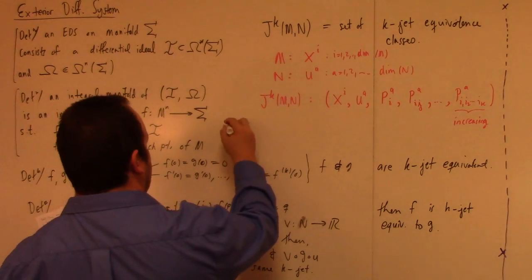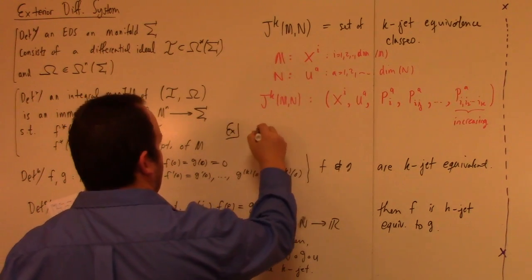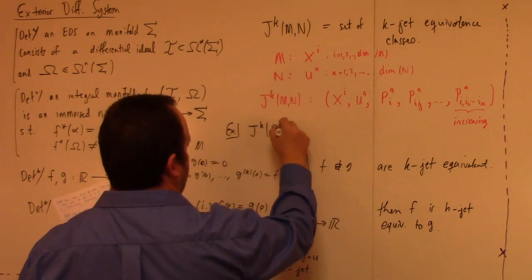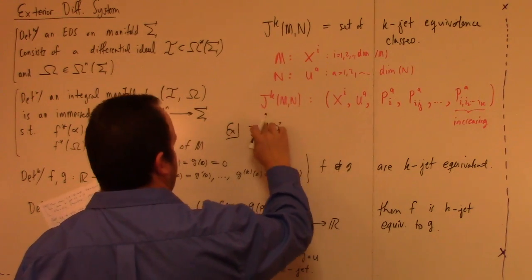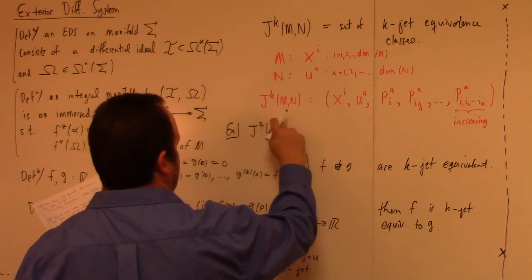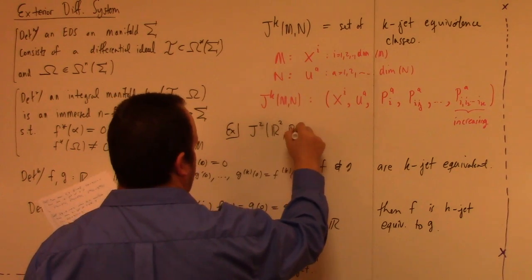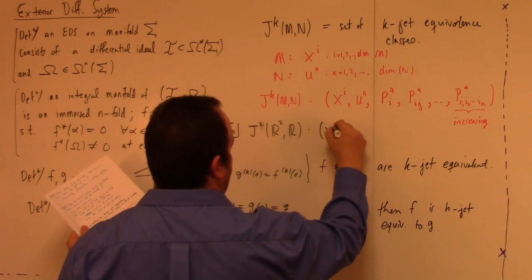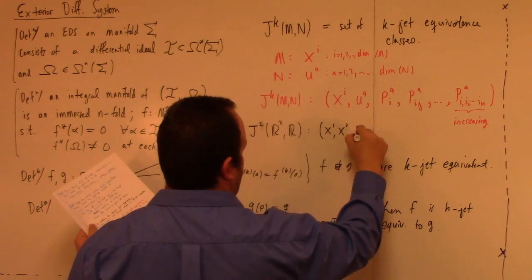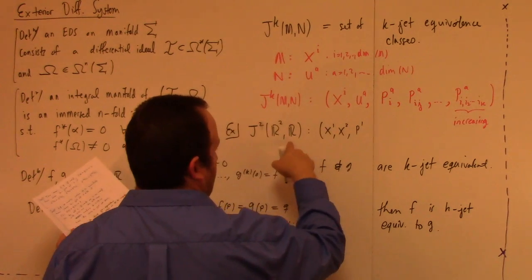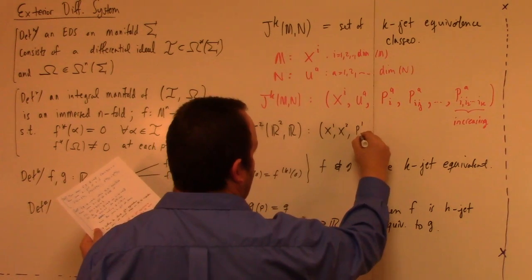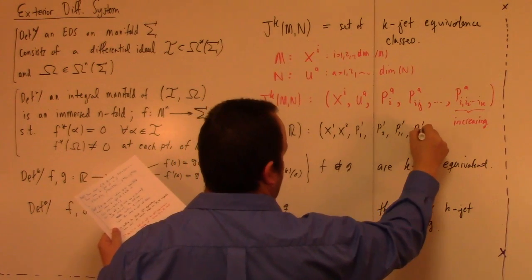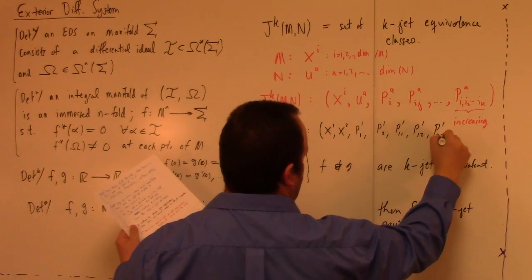So just as an example, since I've got to run and give a Calc 3 final, I'll try to say more about this in some later video. For example, let's keep it simple. Let's say the second jet space from R^2 to R would have coordinates like x1, x2, and then you've got yourself u, and p1, p2, and p11, p12, p22.